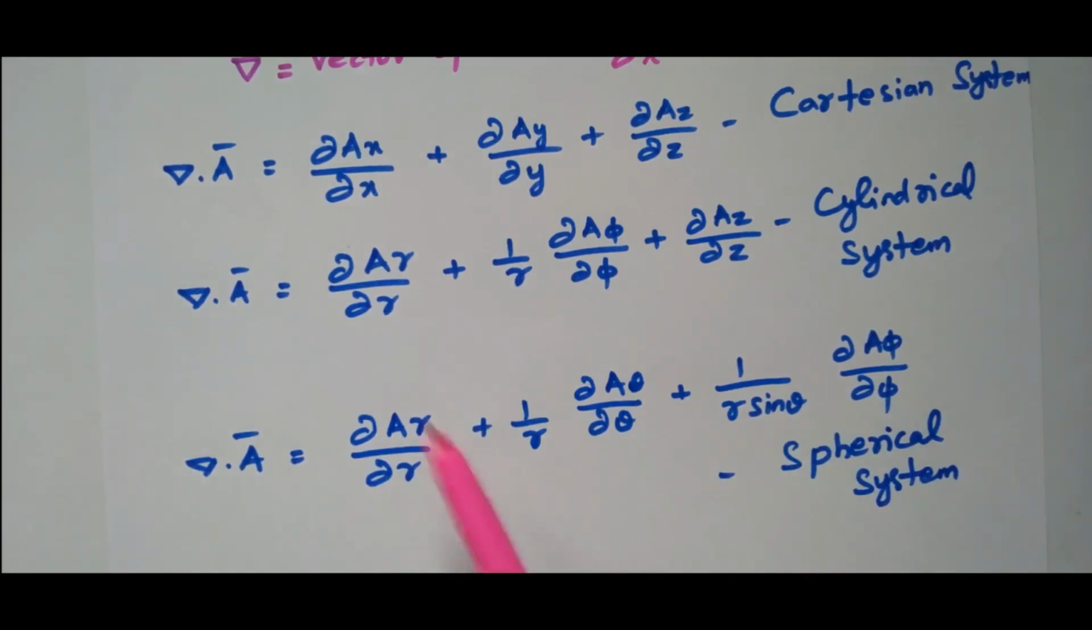So in Cartesian we have x, y, z. In cylindrical we have r, phi and z. In spherical we have r, theta and phi, right? So that we can find the del operator using any one of these coordinate systems.